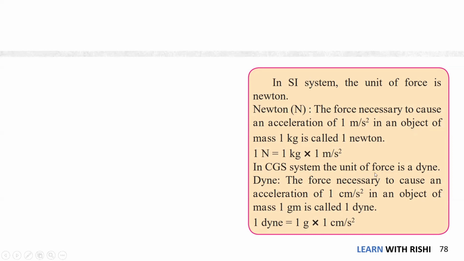In CGS system, the unit of force is dyne. The force necessary to cause an acceleration of 1 centimeter per second square in an object of mass 1 gram is called 1 dyne. For example, if my object's mass is 1 gram and I apply a force and it accelerates with 1 centimeter per second square, then the applied force is nothing but 1 dyne. So 1 dyne is equivalent to gram centimeter per second square. So I hope you got what is the definition of 1 Newton and what is the definition of 1 dyne.